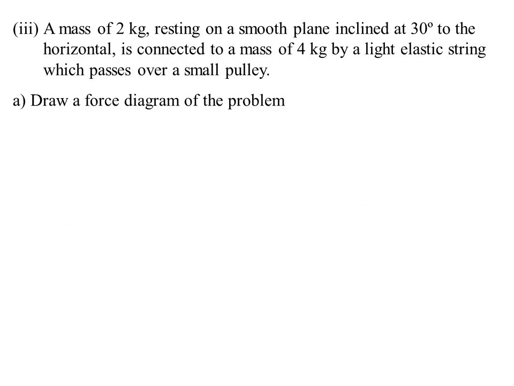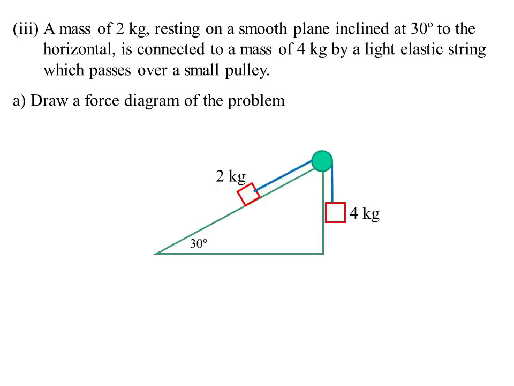So that's nice when it was horizontal. Let's look at one where it's not horizontal. It's at an angle. It's resting on a smooth plane, inclined at 30 degrees to the horizontal, connected by a mass of 4 kilos by a light elastic string. They always say light, so that way you don't have to worry about the mass of the string in the problem, which passes over a small pulley. There's a picture. So he's talking something like that.